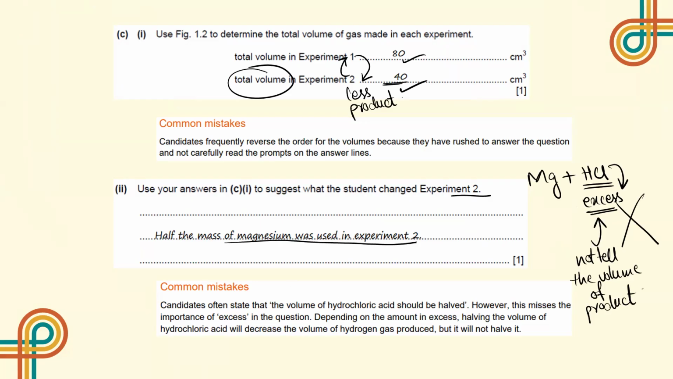So if students write that we decrease the volume of hydrochloric acid to half, then it's not correct. Always use that reactant which is not in excess. The substance which is not in excess predicts the volume of the product formed. So if in experiment 2 we are getting less product, this is because of the magnesium amount which is halved, not the volume of hydrochloric acid.